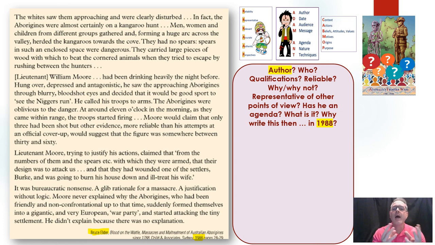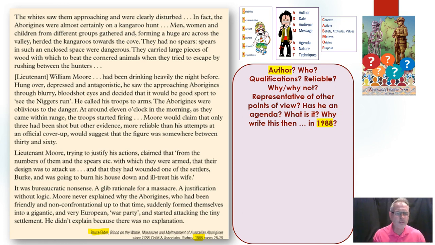Let's think of the A of ADAMANT as a starting point, because that's one we've done a bit in class. The author. Well, who's the author? Bruce Elder. We've got to come up with some sense of how reliable Bruce Elder is. Who the heck is he? What qualifications does he have for saying these kind of things? Is he reliable? If so, why is he reliable? If not, why not?